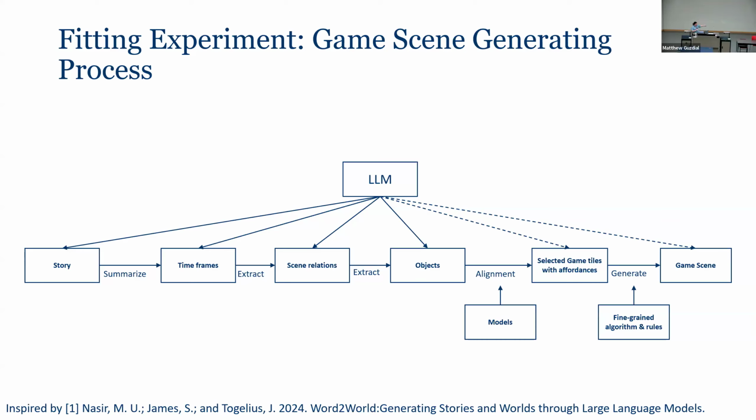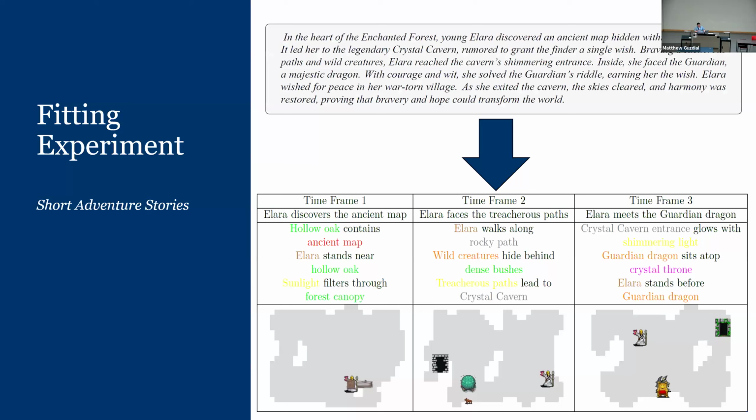Okay, this is our follow-up exam. Inspired by a parallel work, Word2World, we also developed an LLM-driven pipeline that can translate short stories into game scenes. Some of you may have already seen this. We use an LLM-generated short story as an open vocabulary testing case and split the narrative into different time frames with predicate triples, so we can check the alignment with the objects and visuals.